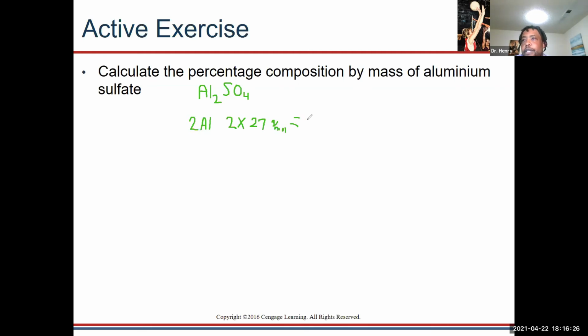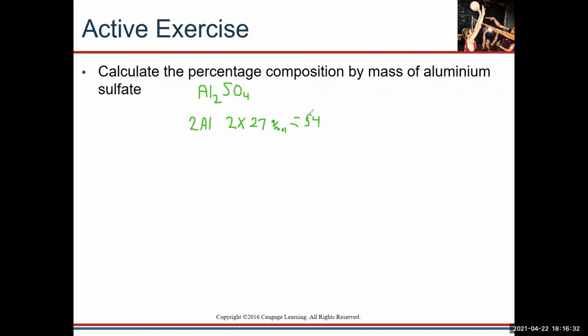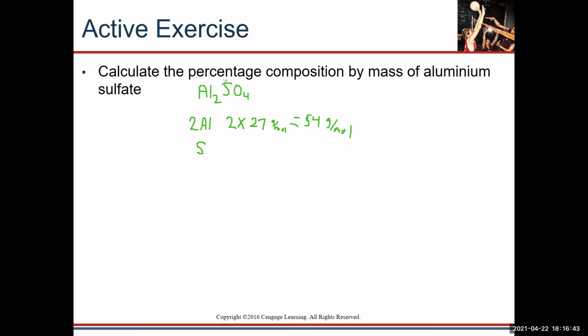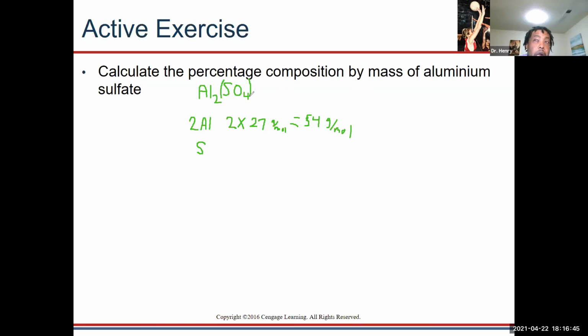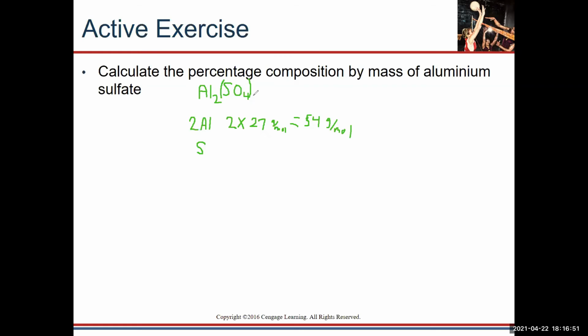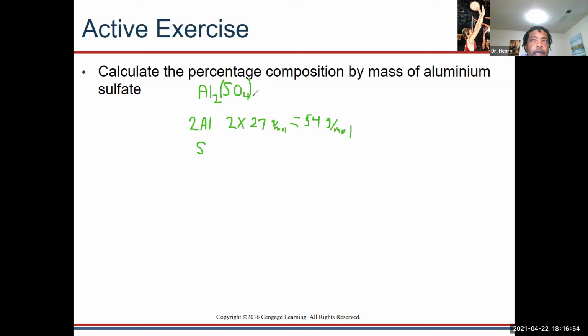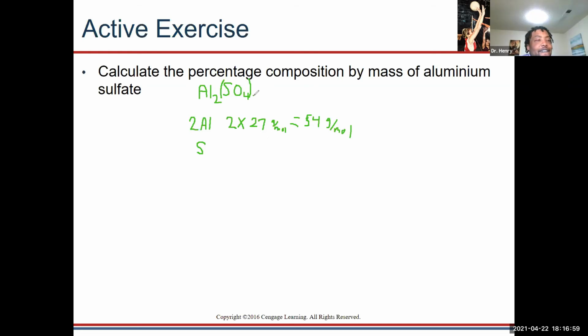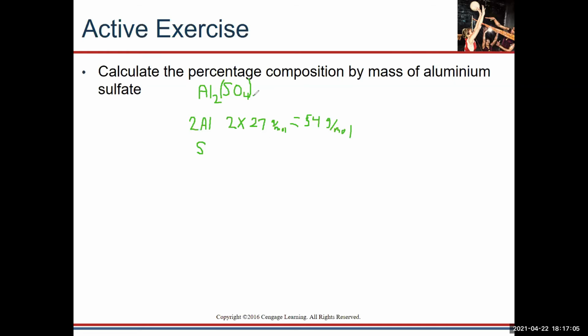27 times 2 is 54. Sulfur, how many sulfurs do we have? 1. Oh, wait, is this balanced? Did I forget something? It's not balanced. So what did I forget? I forgot to balance it out. So what do I need to balance it out? I need a 2.